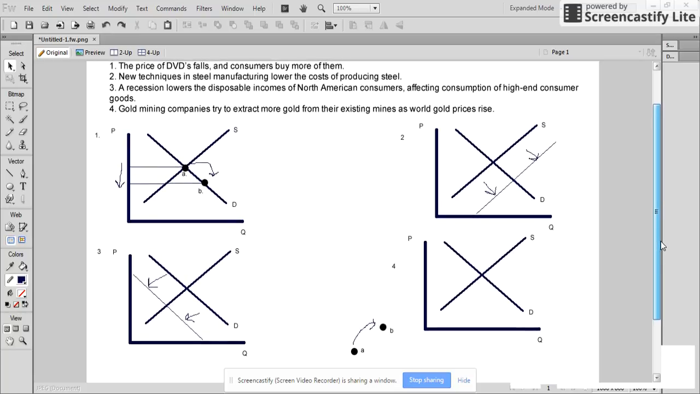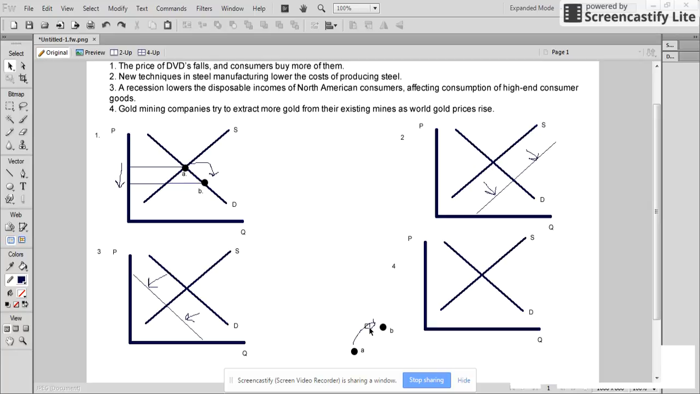Last one, gold mining companies try to extract more gold from their existing mines as world gold prices rise. So keywords, mining, that's supply side. Extracting, that's supply side. They're trying to extract more gold from their existing mines. So we're not going to have an increase in actual supply. So there's not going to be a shift of the curve. What there will be is a movement along the existing supply curve.